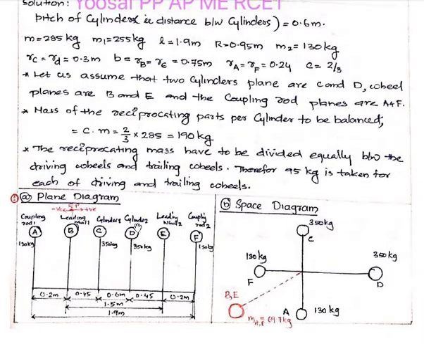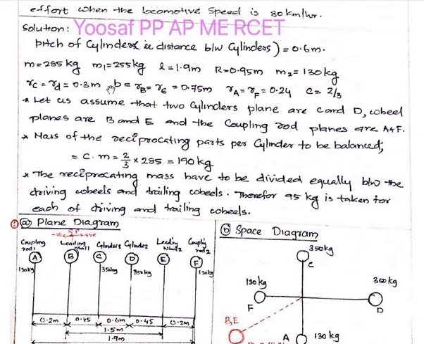Here we have two inside cylinders and four wheels, that is two leading wheels and two trailing wheels. In the first case we will consider only the leading wheels, and the outermost layer is the coupling rod. This is the plane diagram. There will be two inner cylinders which are apart by 0.6 meter. That is, in your question, the pitch of cylinder, the distance between the cylinders, is 0.6 meter.